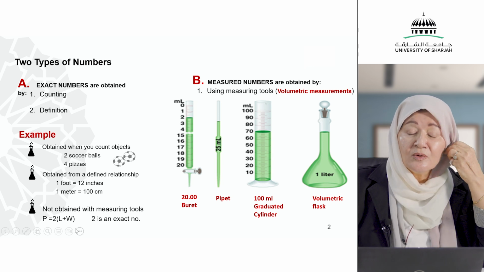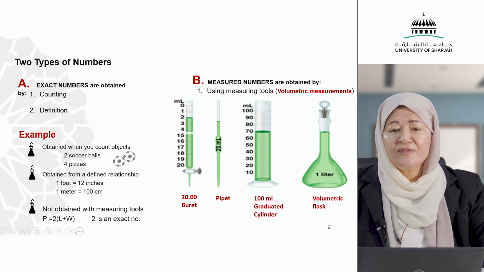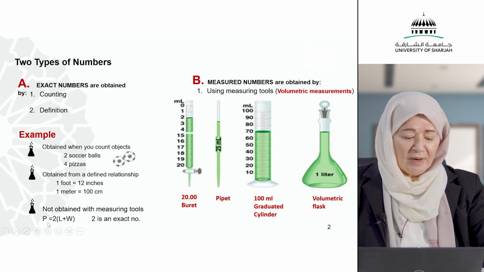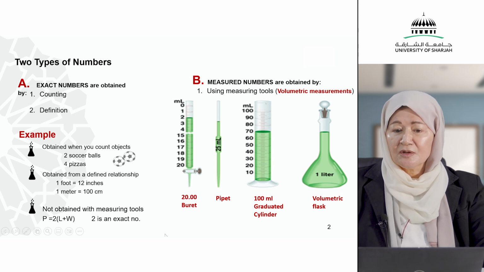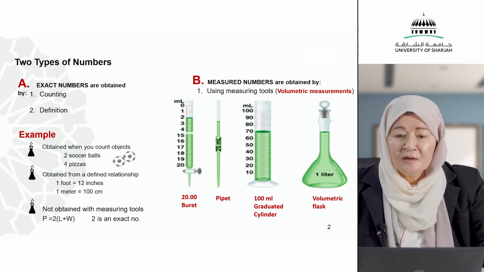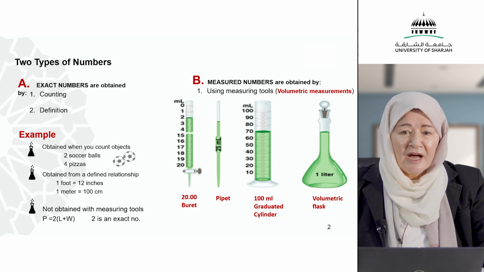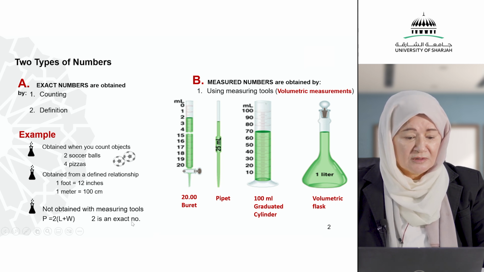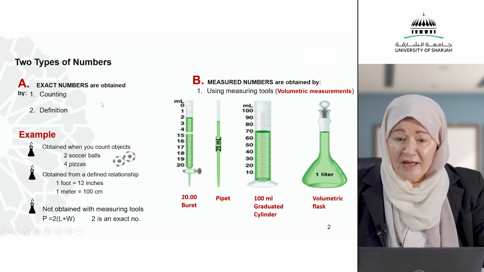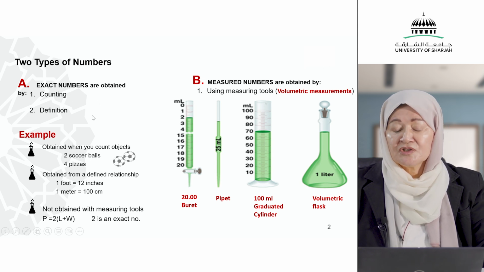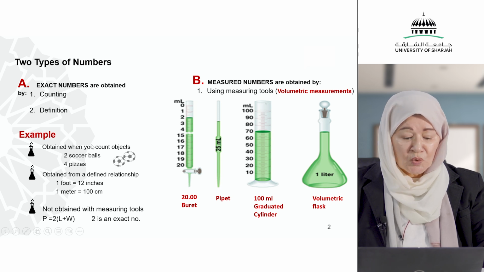For example, I want to take the perimeter of a card. The formula for perimeter is 2 times length plus width. What is 2? 2 is an exact number. It is from the formula, and I don't consider it a measurement. Therefore, exact numbers are either from counting or by definition, as I have shown you with the formula.